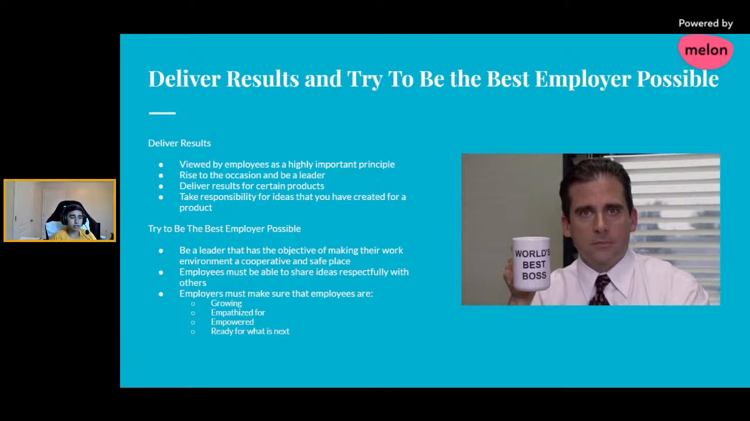You want to be a leader that has the objective of making your work environment as cooperative and safe as can be. Employees have to be able to share ideas respectfully with others, and employers must make sure that employees are growing, empathized with, empowered, and obviously ready for what is next and what is in the future.